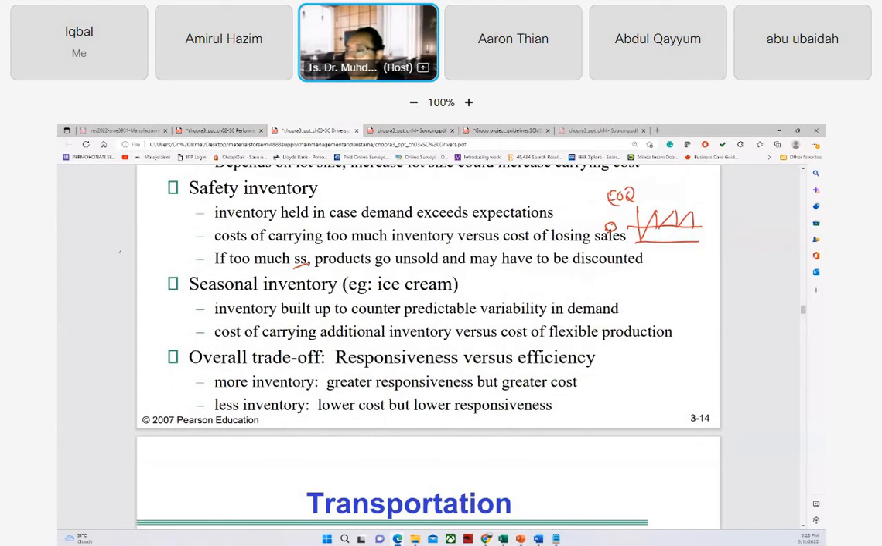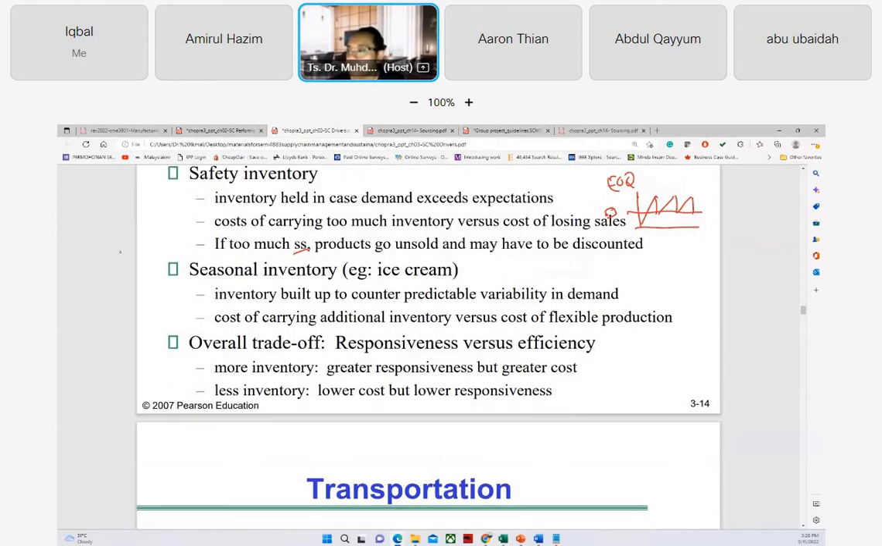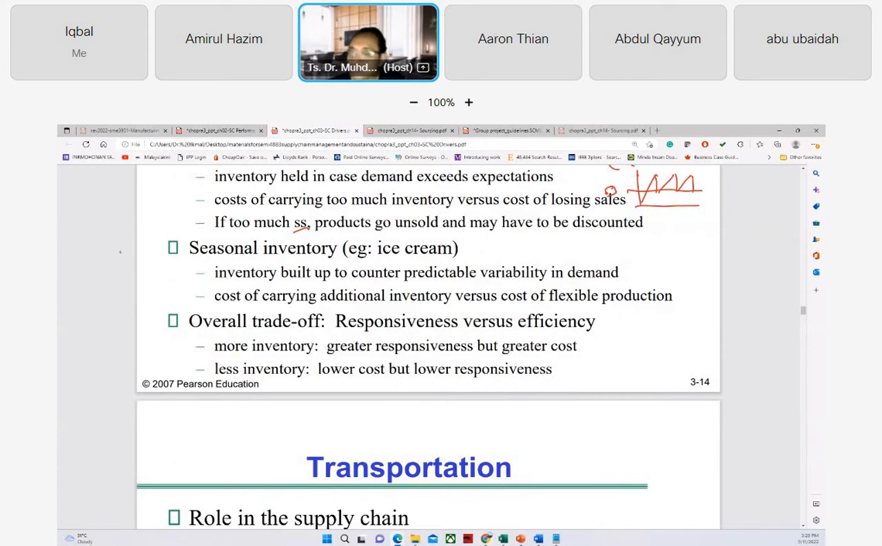And then the overall trade-off is responsiveness versus efficiency. Again, you have to do a trade-off. More inventory gives greater responsiveness but greater cost. So you have to pay for everything: inventory, warehousing, people who arrange and manage the inventory. And then maybe you have to rent a forklift and move things here and there. So it will cost you more. Less inventory means lower cost, but low responsiveness. So that's why you have to balance.